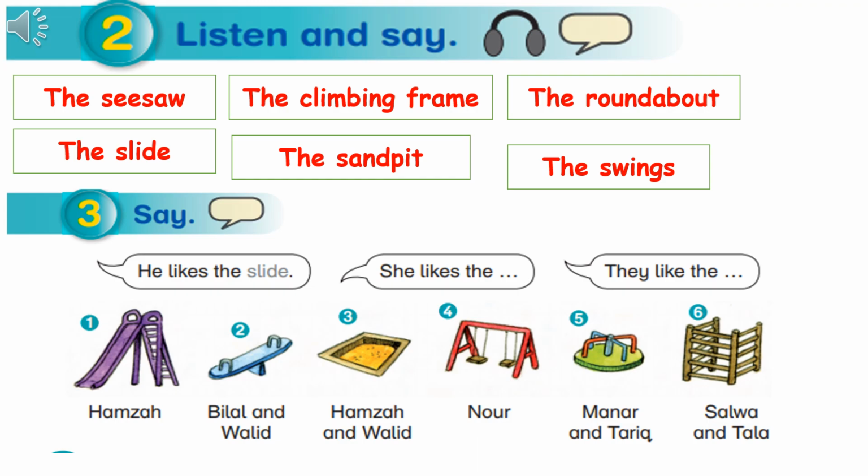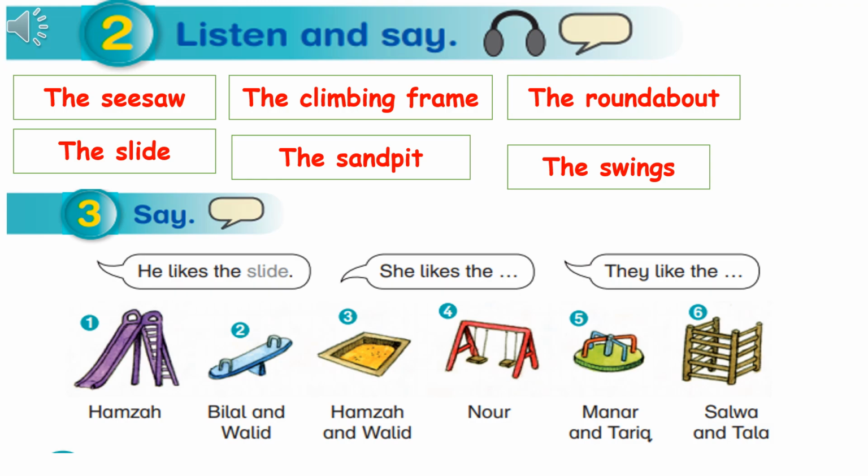Picture number 2. What do Bilal and Walid like? These are two boys, right? Bilal and Walid. What do they like? Try to say complete sentence about picture number 2. Excellent. They like the seesaw. Great. Look at picture 3. This is the sandpit, right? What do Hamza and Walid like? They like the sandpit. Excellent.